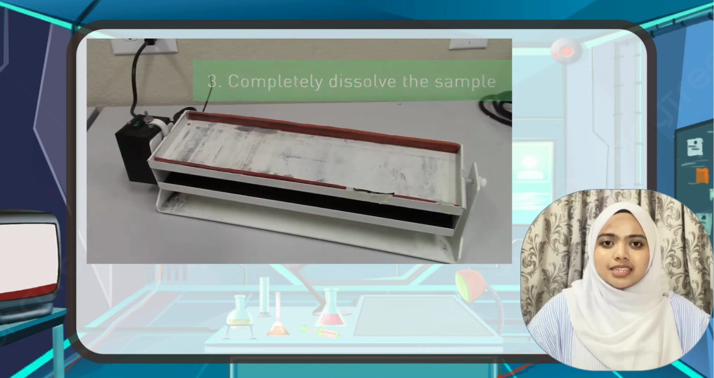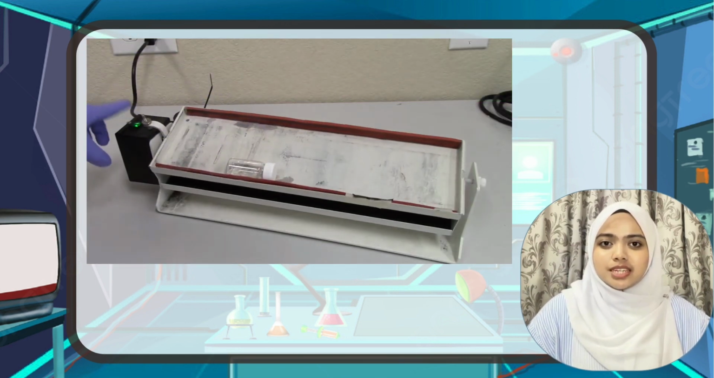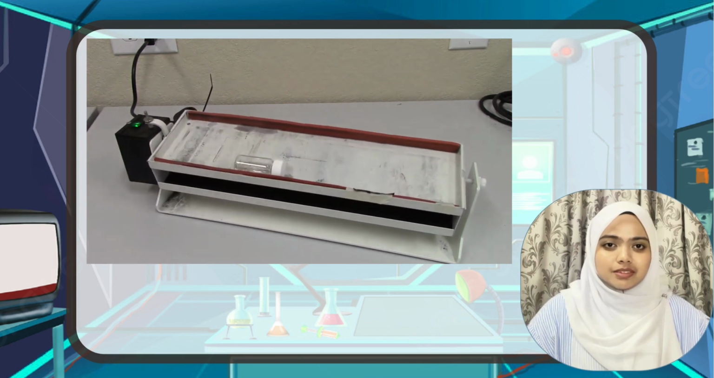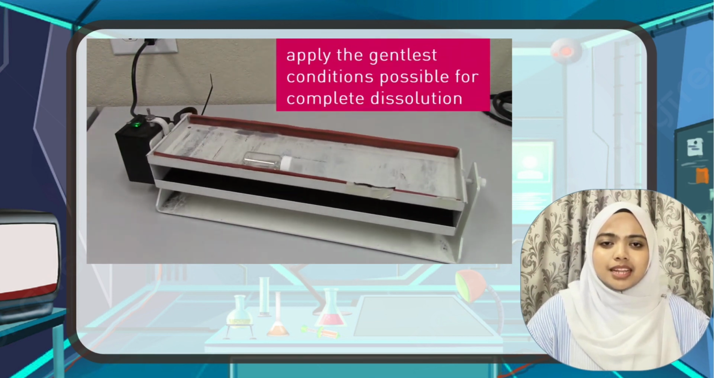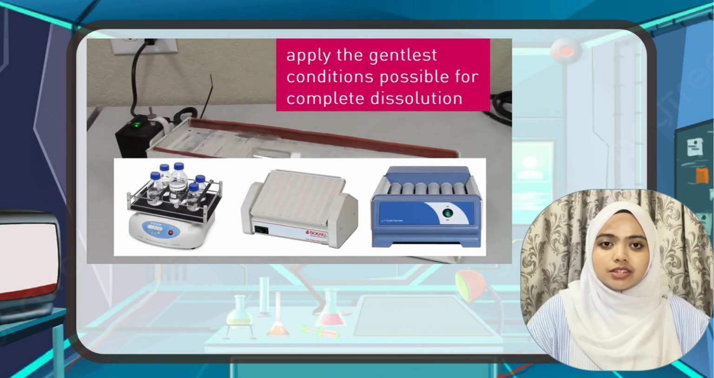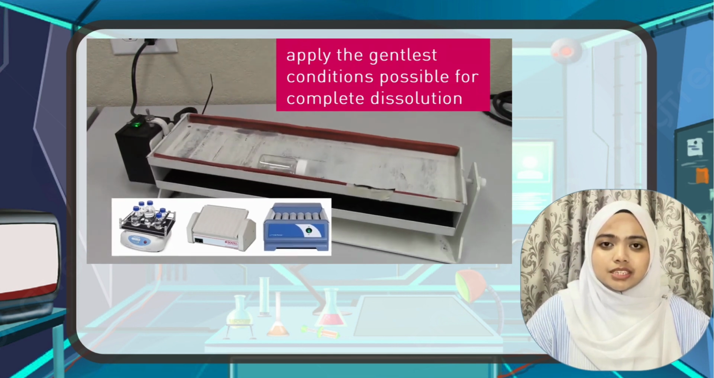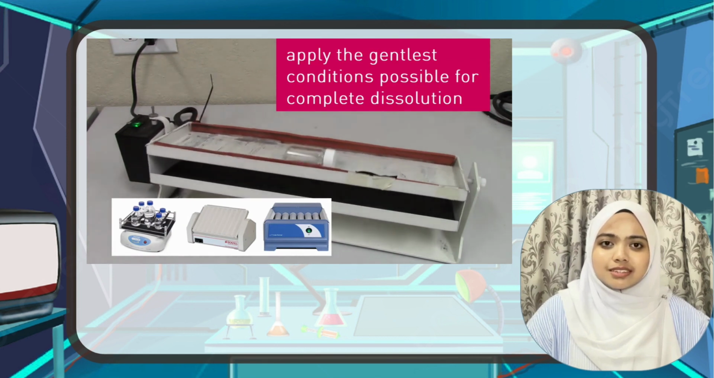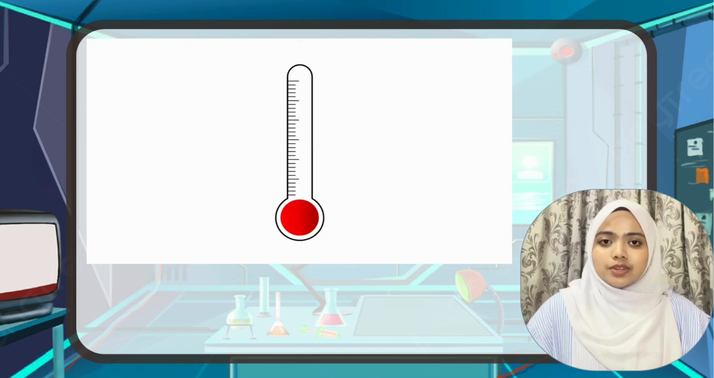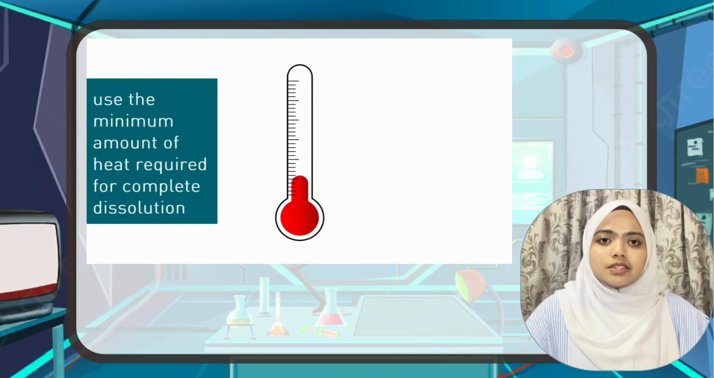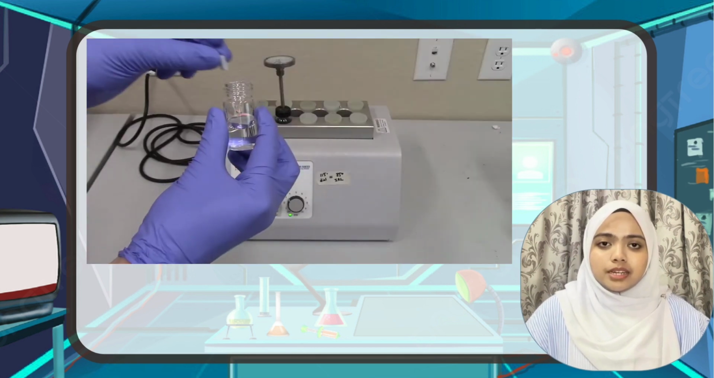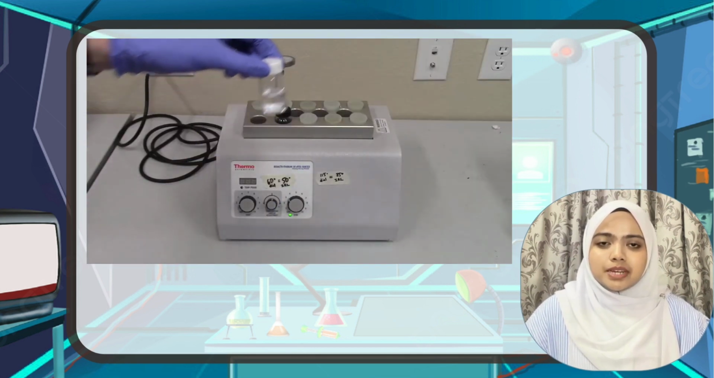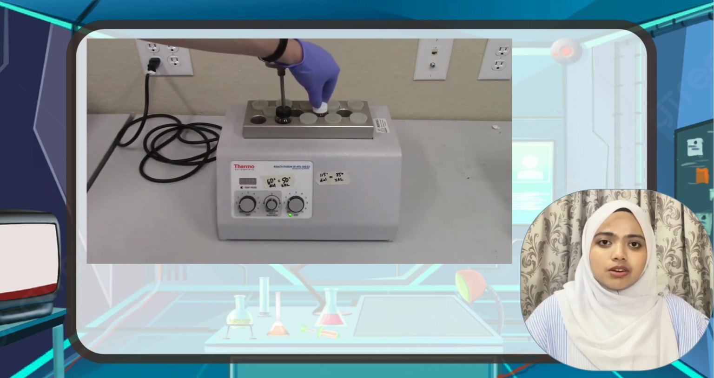Third, apply the gentlest conditions possible to facilitate the complete dissolution of the sample. This can be done by simply letting the sample solutions sit on the bench at ambient temperature or applying gentle agitation with a shaker, rocker, or rotator. Temperature is another way to encourage dissolution. If heat is applied to a sample, it is recommended to use the minimum temperature and time required and to combine it with gentle agitation to minimize any potential sample change or degradation.